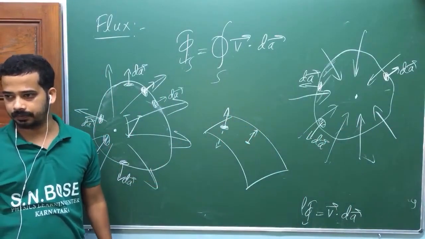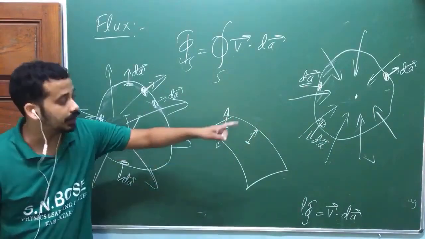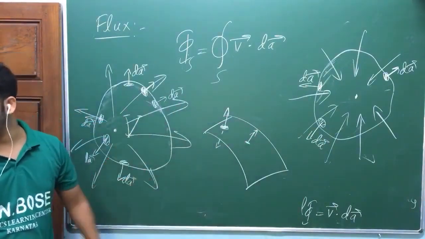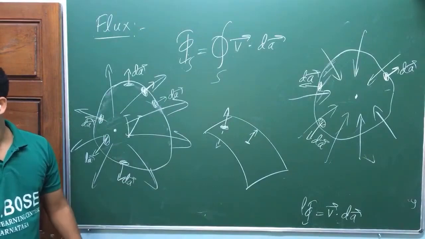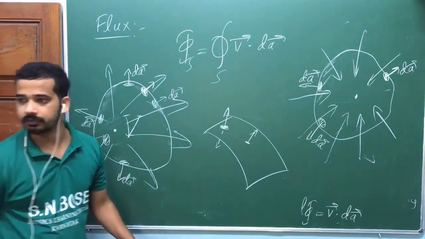Can you remember this one? Is that okay? To make inward flux negative, outward flux positive. That's it. There is no other logic. That's what I'm saying.